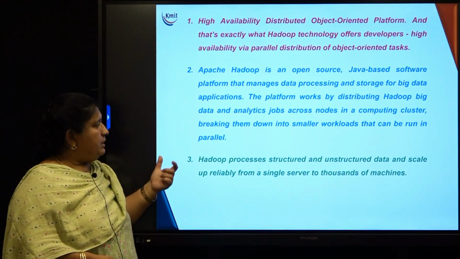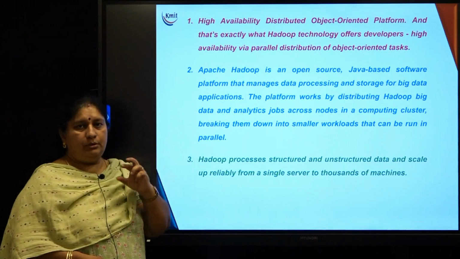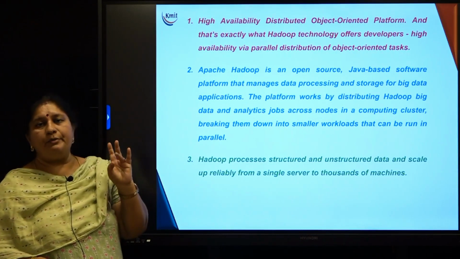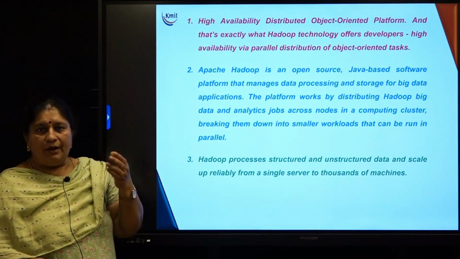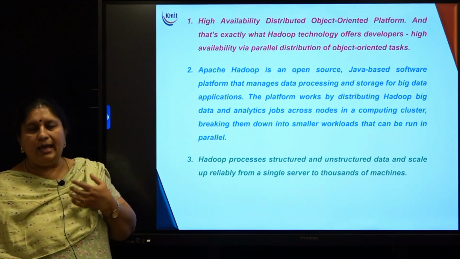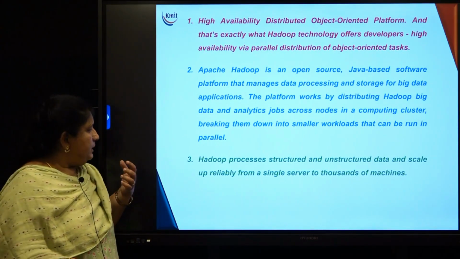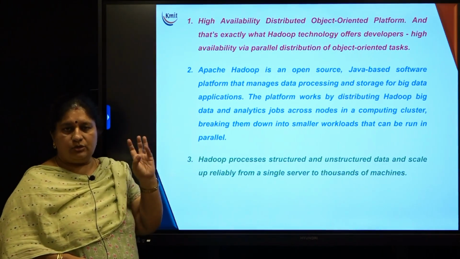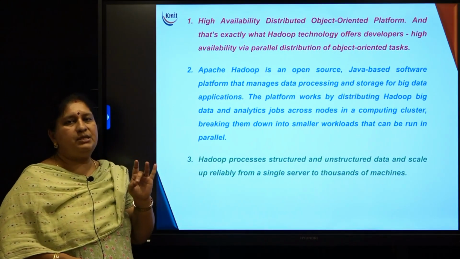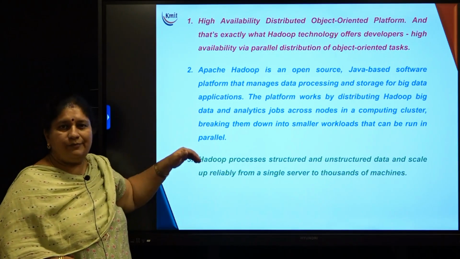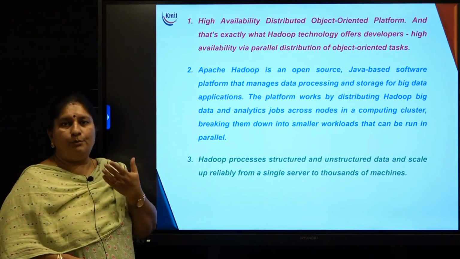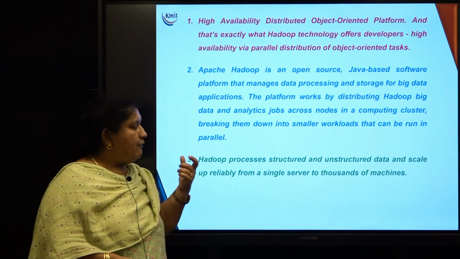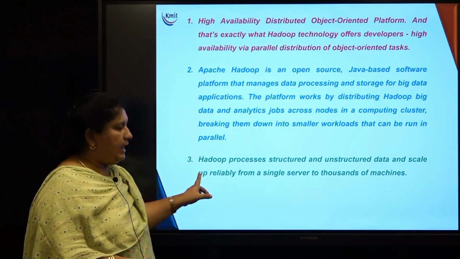This platform is trying to provide two major things: storing the data and processing the data, and after processing, it also supports the analytics of the data. Hadoop processes what type of data? It processes structured, unstructured, and semi-structured data. Because of all these features, Hadoop has become popular. And it also supports one more important feature called scaling up.